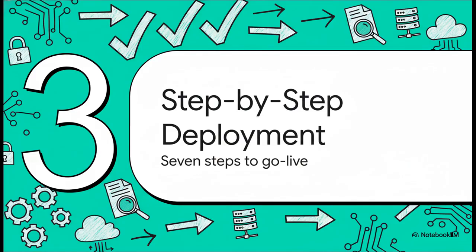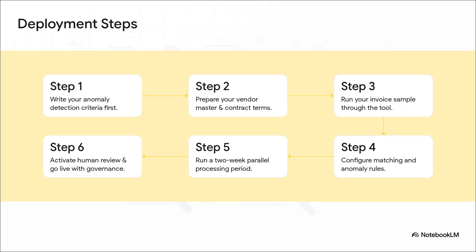All right, so once you have all those requirements lined up, you're ready for the main event. Here are the specific, actionable steps to take you all the way from prep to go live. Okay, now listen up, because this is probably the most important part. Step 1, you have to write down what you're looking for before you ever touch the software. That document becomes your guide for setting everything up, and it's your proof for any auditors down the line. Then you prep your data, run your sample invoices to see how accurate the extraction is, and then you configure all the rules based on your criteria. Now, step 5 is absolutely non-negotiable. Run the AI side by side with your manual process for 2 weeks to get it calibrated.